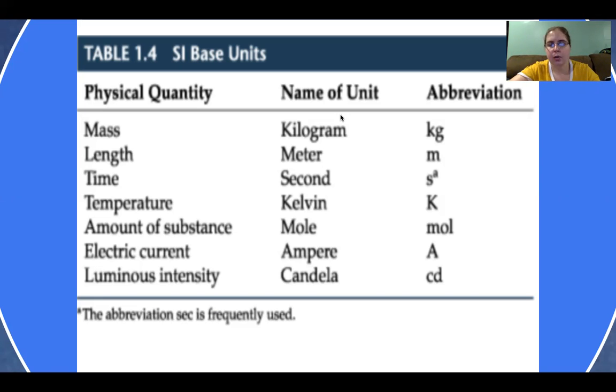quantities. So mass, we tend to use kilograms. That's what we would consider our main unit. Length is meters, time seconds, temperature kelvins, the amount of substance is mole, electric current is the ampere, and the luminous intensity is candela. And this tells you the abbreviation for each one. Now, kg for kilogram and m for meter. With time, a lot of times we'll just write s. We won't write s with the superscript a. In my class, we're just going to do the s, and so on, so on.